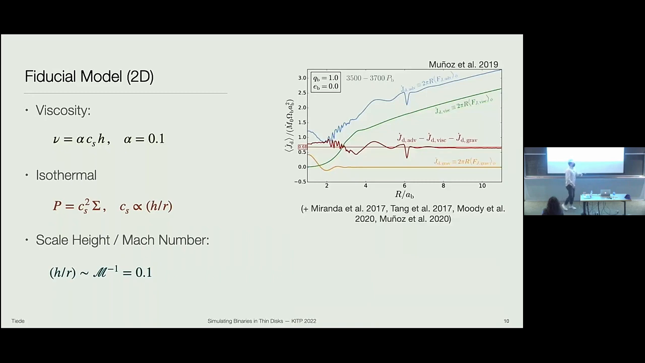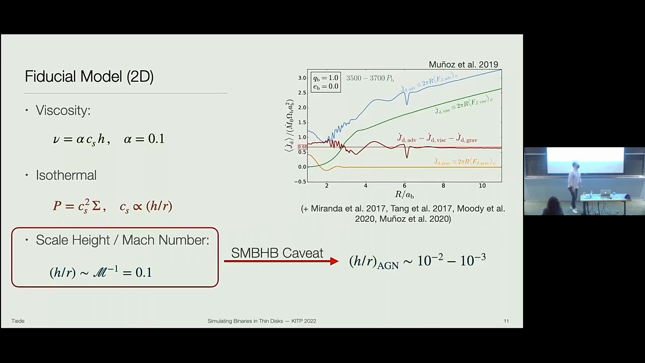But among the many caveats to this kind of fiducial historical model, one of them is this characteristic scale height that we choose, or the Mach number of 0.1 or a Mach number of 10, is not particularly appropriate if we're thinking about these compact, massive binaries embedded in thin AGN-like disks. In that case, we would actually expect this disk scale height to be something like 10 to the minus 2 or 10 to the minus 3, so Mach numbers of like 100 to 1,000.